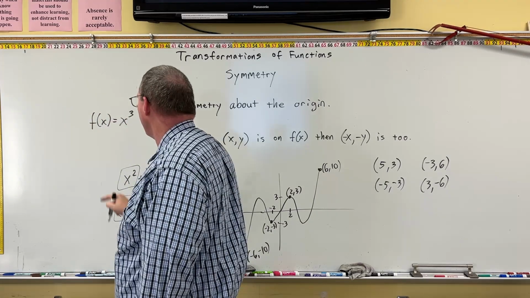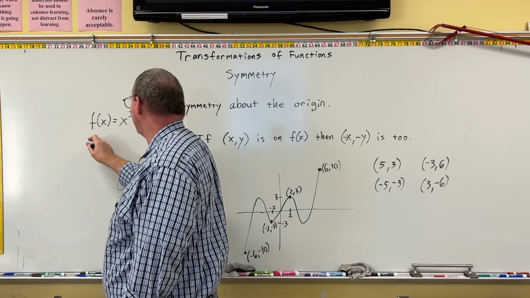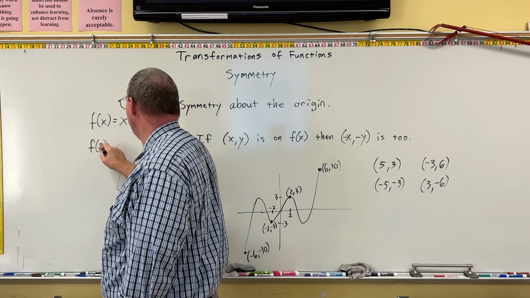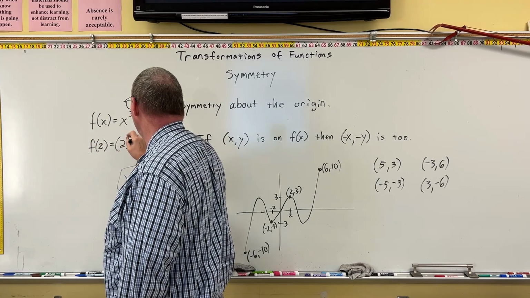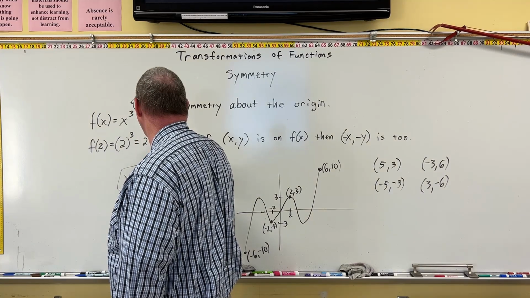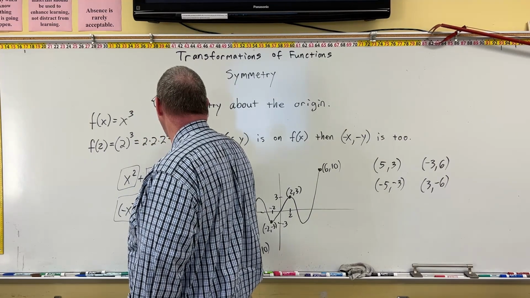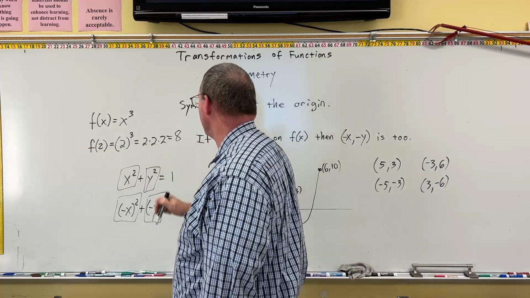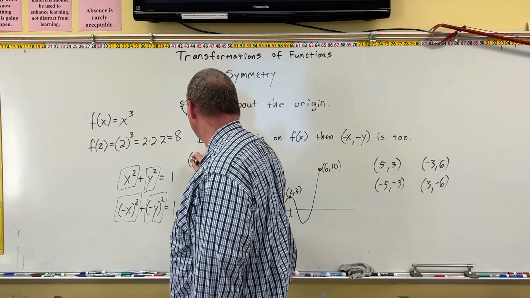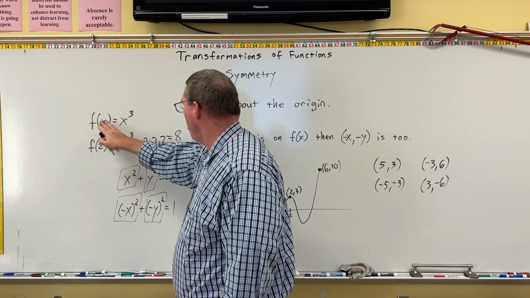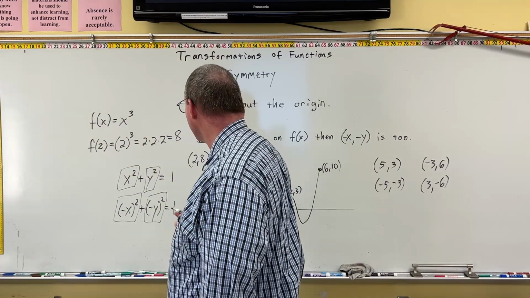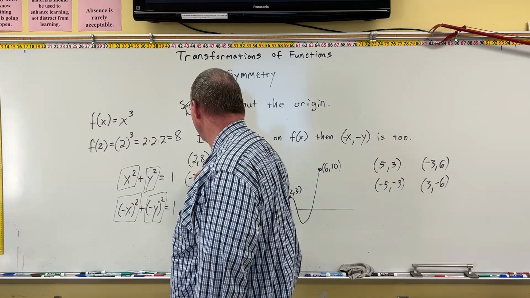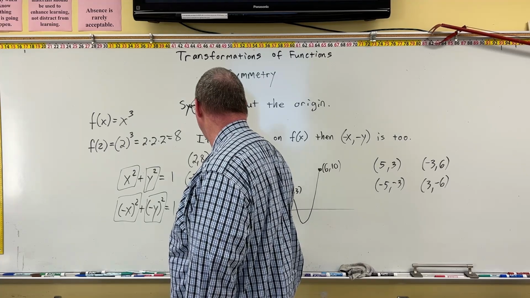A great one to plug in for x here is 2. So f(2) is equal to 2 cubed, which is 2 times 2 times 2, and that equals 8. So f(2) = 8. That means that the point (2, 8) is on this function. Now we want to see: is the point (-2, -8) on the function?